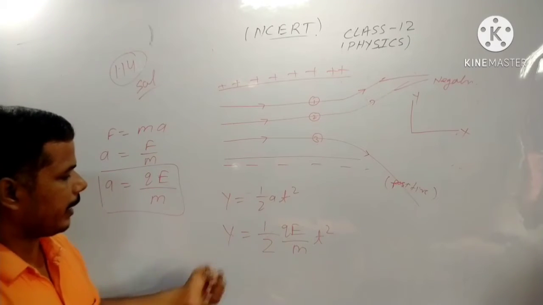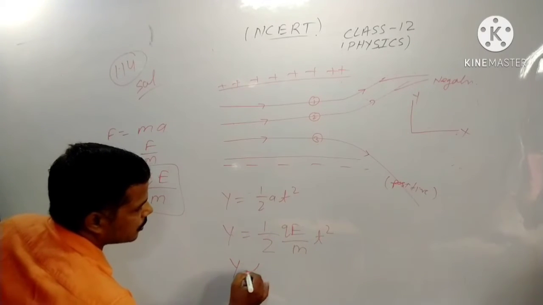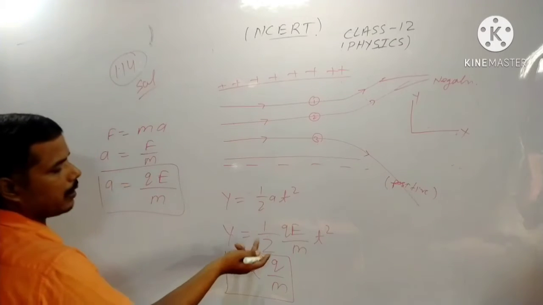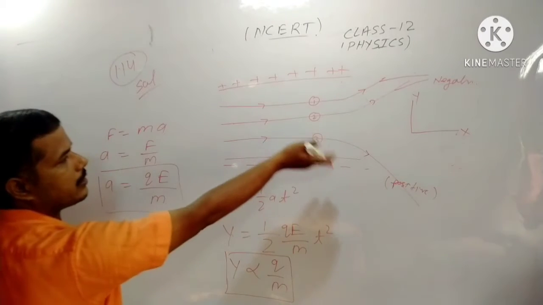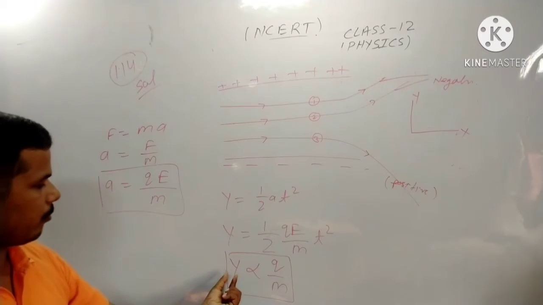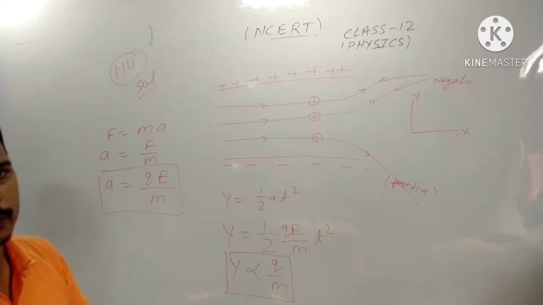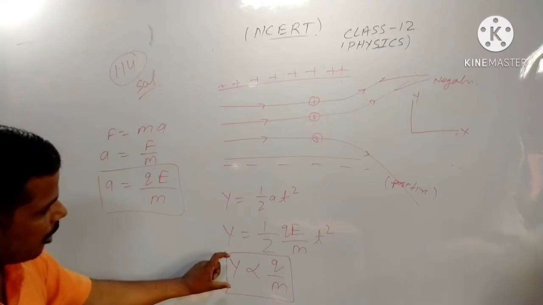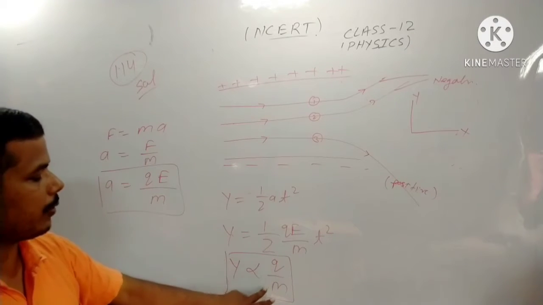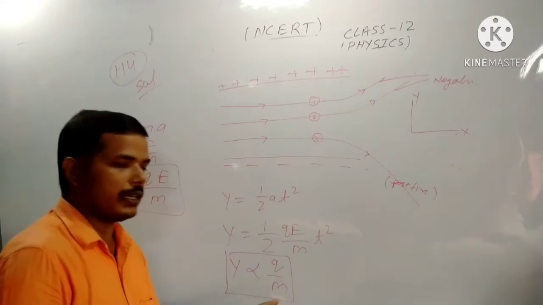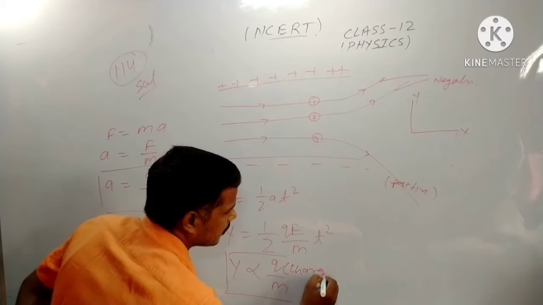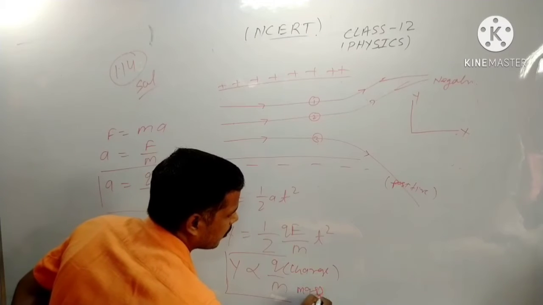It is clear from here that y is proportional to q by m, because 1 by 2 is constant, e is constant and t is same for these three. From here it is clear that y is proportional to q by m. It means which have more deflection in y direction, that has greater value of q by m. Q is charge, m is mass.